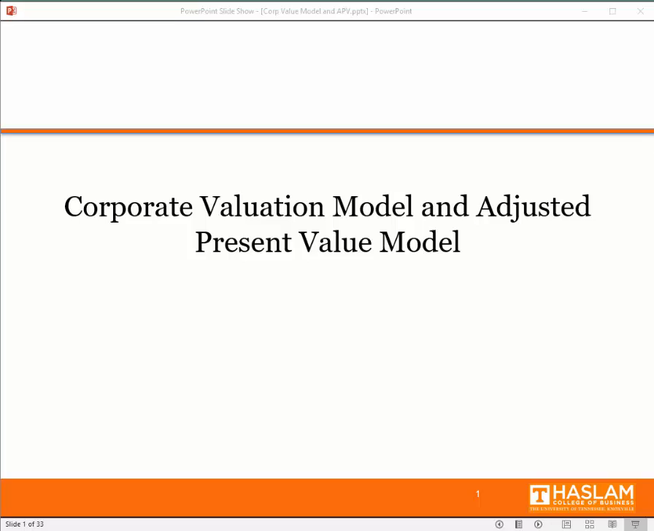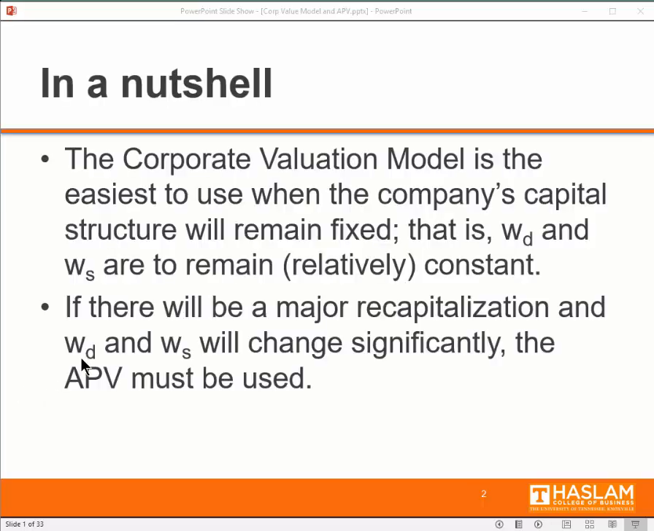This lecture will step you through using the corporate valuation model, basically as a review, and it will also develop the adjusted present value model, which is an alternative to the corporate valuation model. Now, the corporate valuation model is best used when the company's capital structure is going to remain fixed. That is, the percentage of debt and the percentage of equity, market value percentages, are expected to remain constant or at least pretty close to constant over the projection period and also in the future. But in many interesting cases, that's not going to happen.